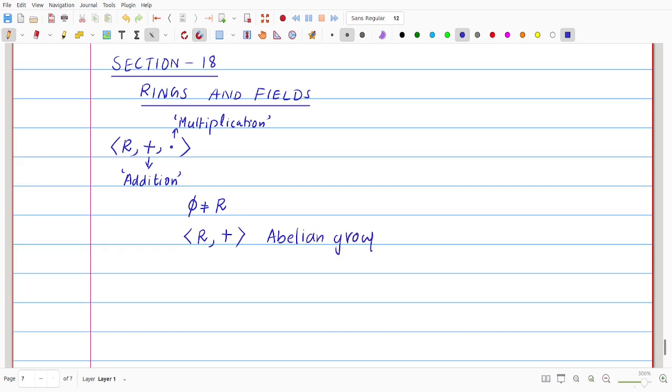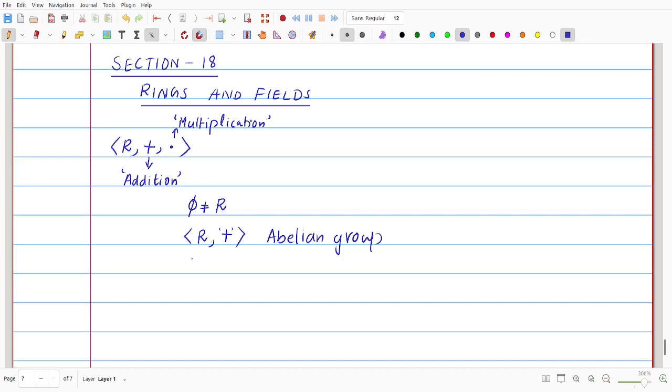If you say this is an abelian group, then we already assumed five axioms. The first one is that addition is a binary operation, and the second is associativity of this addition. The third is the existence of identity. The fourth is the existence of inverses for each of the elements of R, and finally the commutativity property. So all these five axioms can be abbreviated as abelian group.